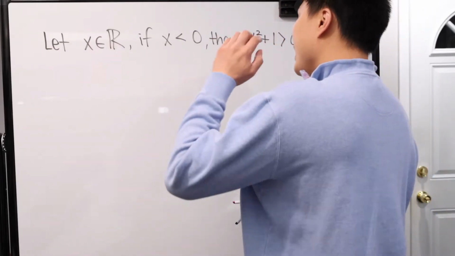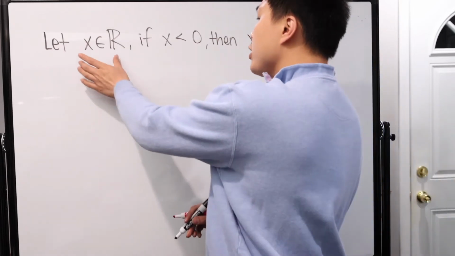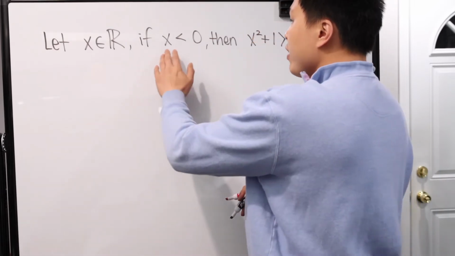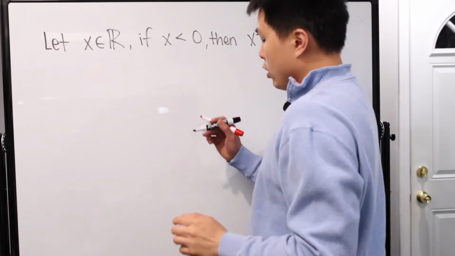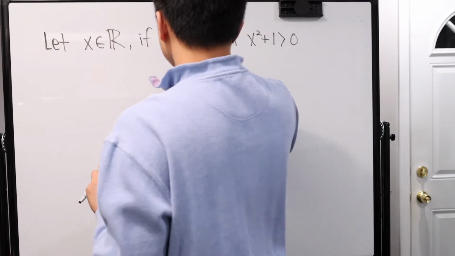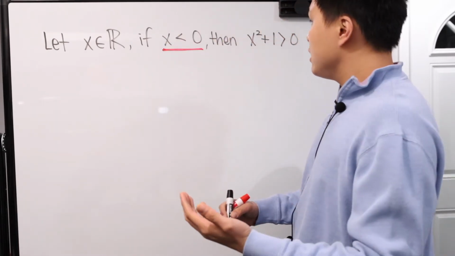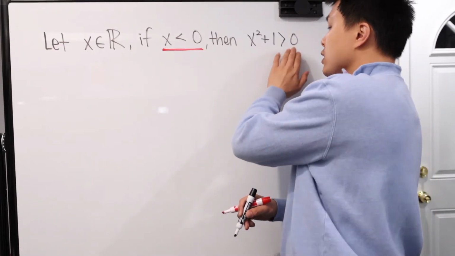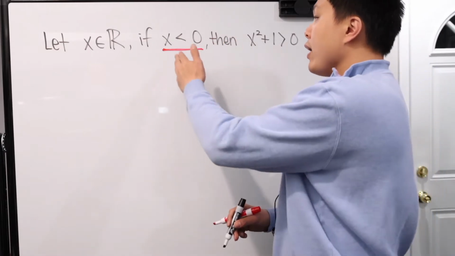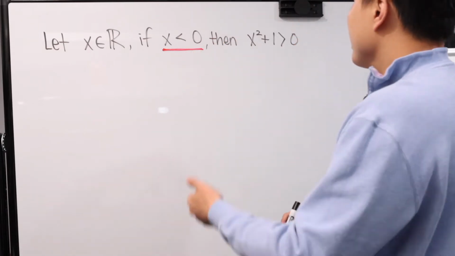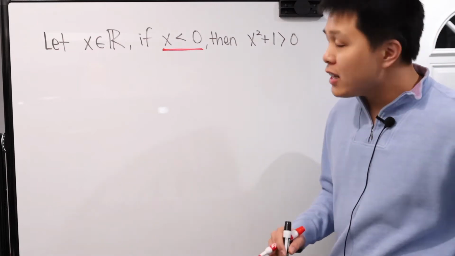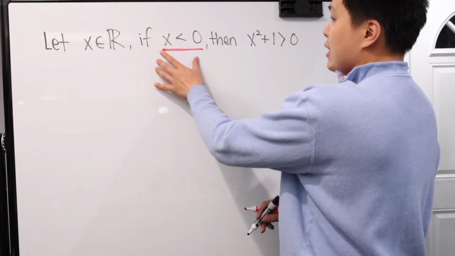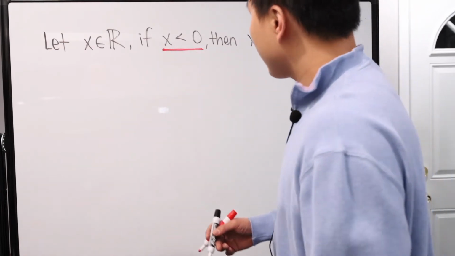Let x be an element of the real numbers. So this right here, we already know x could be any possible number. But if x is less than 0, so that's a key piece of information, right? It's putting a condition there. If x is less than 0, then we want to prove that x squared plus 1 is going to be bigger than 0. In other words, if x is a negative number, then x squared plus 1 is a positive number. So how can we go about it? The only real information we are given is this. So this is most likely the key that we have to go about.